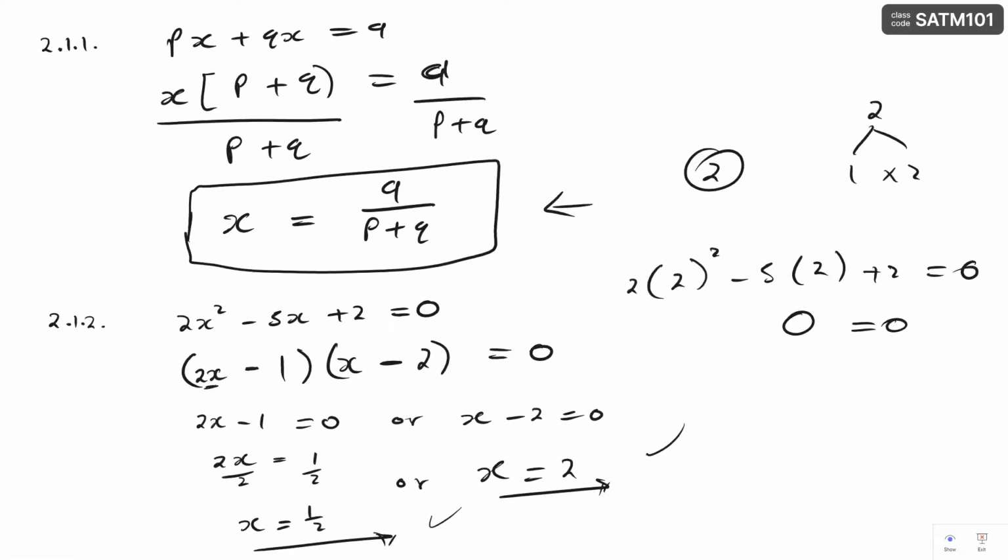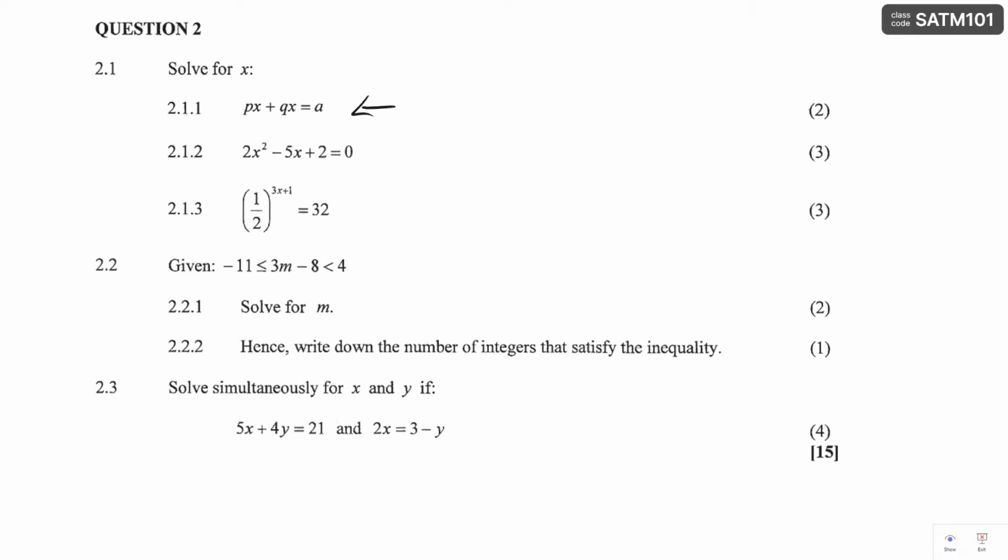So okay, let's go to this question. We're given negative 11 is less than or equal to 3m minus 8 less than 4. They said solve for m. So this is an inequality, question 2.2.1. So it's negative 11 less than or equal to 3m minus 8, and then less than 4.